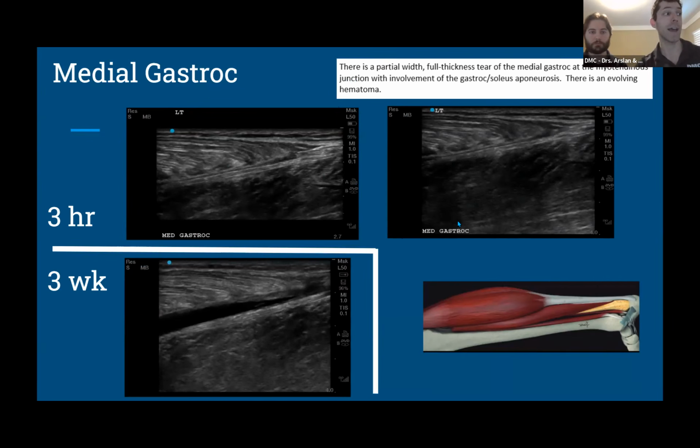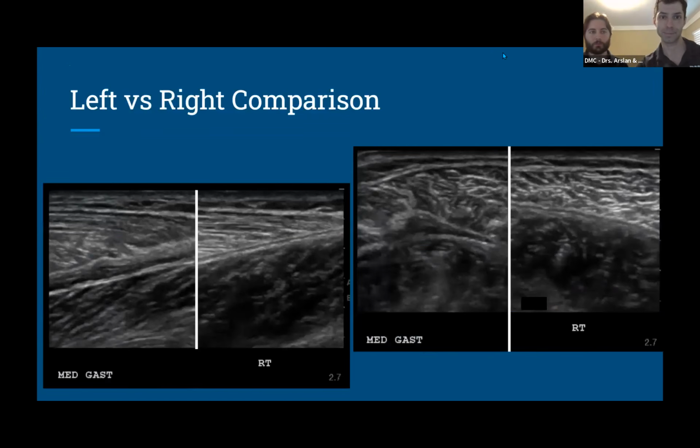We're fortunate enough to have this patient present 3 weeks later for continuity of care, and we really began to see how that hematoma progressed. It's really appreciable, the intraaponeurotic separation, the anechoic fluid, the bleeding that we could see here. But within this 3-hour presentation, our read for the final report for this structure is that there is a partial width, full thickness tear of the medial gastroc at the myotendinous junction with involvement of the gastroc soleus aponeuroses. There's an evolving hematoma.